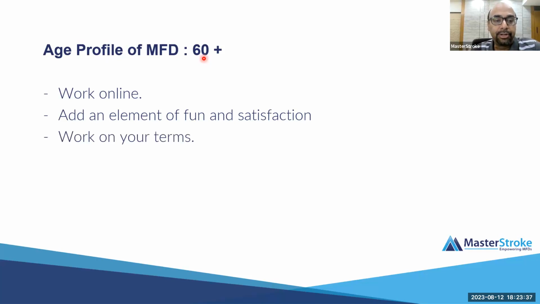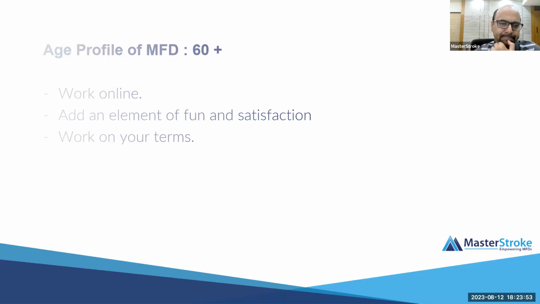And finally, work on your terms. You are 60 plus, you have seen the life, you have so much of wisdom. अपने टर्म्स पे काम करो. क्लाइंट पसंद आए तो काम करो, नहीं तो मत काम करो. कॉस्ट को कम रखो, सो दैट आपको स्ट्रेस नहीं होगा कि इस क्लाइंट को कन्वर्ट करना है. अपने कॉस्ट को कम रखो and work on your terms. This is the age profile of 60 plus.